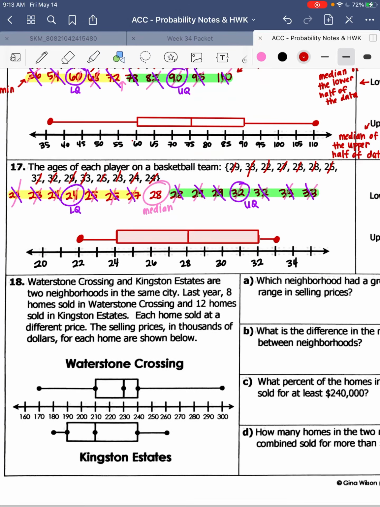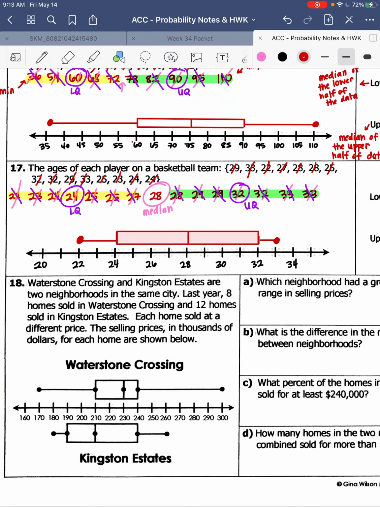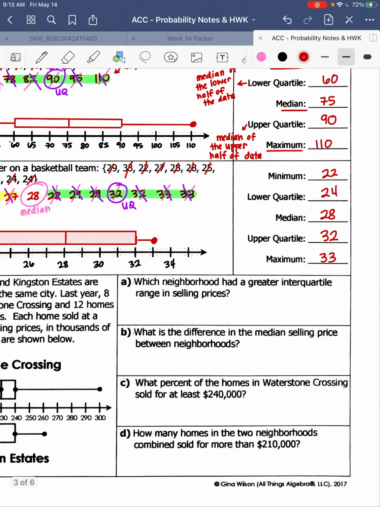So number 18, Waterstone Crossing and Kingston Estates are 2 neighborhoods in the same city. Last year, 8 homes sold in Waterstone Crossing and 12 homes sold in Kingston Estates. Each home sold at a different price. The selling prices in thousands of dollars for each home are shown below. Okay, so we've got Waterstone Crossing on the top and Kingston Estates on the bottom. So which neighborhood had a greater interquartile range in selling prices?